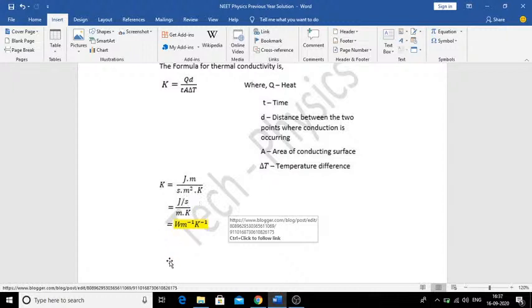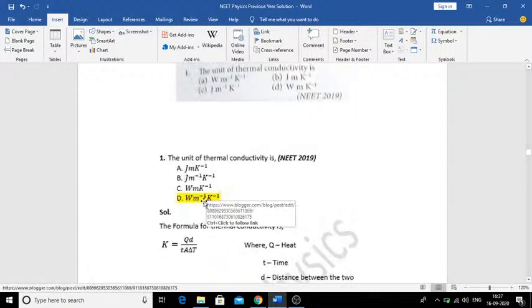Rate of work done is power, so I have used that formula and written joule per second as watt, and this meter will become power minus 1, and this Kelvin will also get its power as minus 1. So this is watt per meter Kelvin. Our right answer will be D here, and here our right answer will be A.